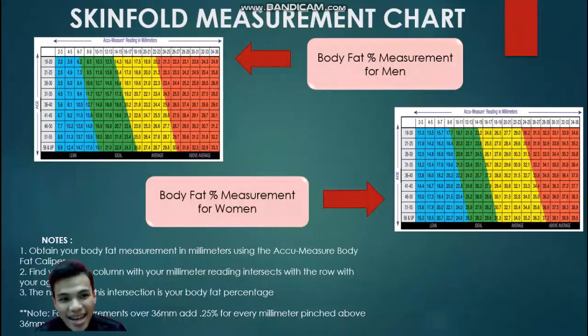Next slide, I will explain the norms for men and women. As you can see, the blue column is low, the green column is ideal, the yellow is average, and the red column is above average. For your information, the norms for men and women are the same, but the difference is the point at the age range, because the norms follow the age range.